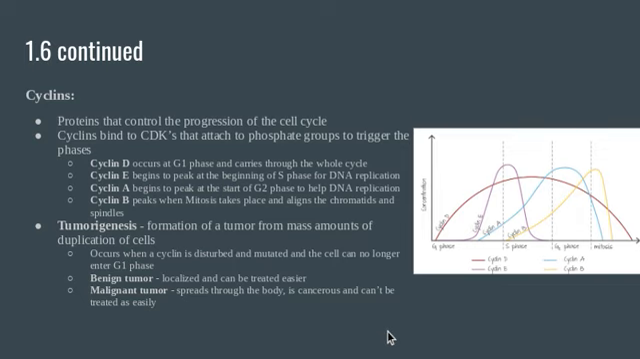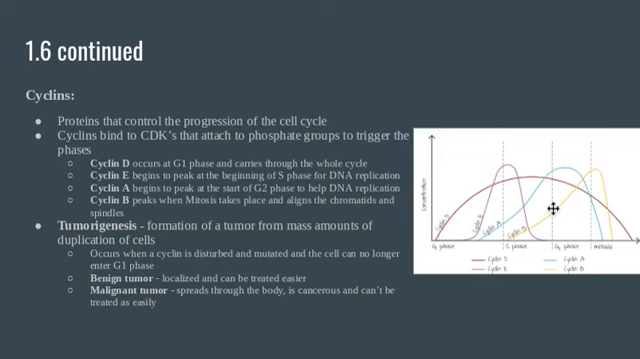Now we have cyclins, which are very important. They control the progression of the cell cycle, as you can tell in here. They bind to CDKs that attach to phosphate groups to trigger the phases. Cyclin D occurs in G1 phase, and then it carries through the whole cycle. Cyclin E is at the peak of S. Cyclin A sets off G2 phase, and cyclin B sets off mitosis, and it aligns the chromatids and spindles, as we saw earlier.